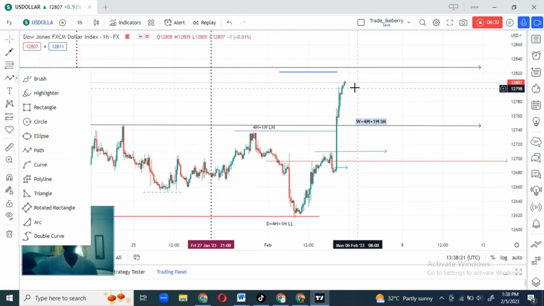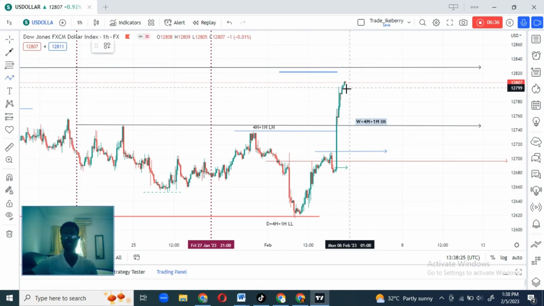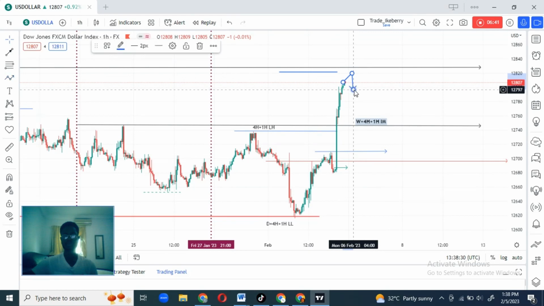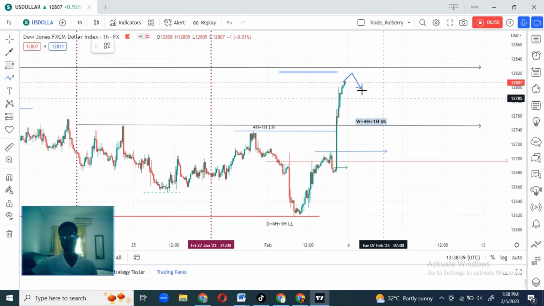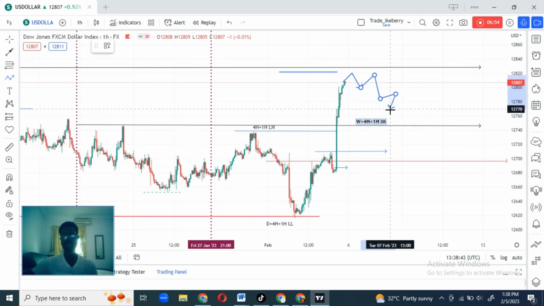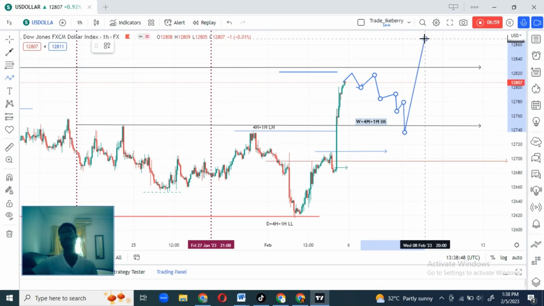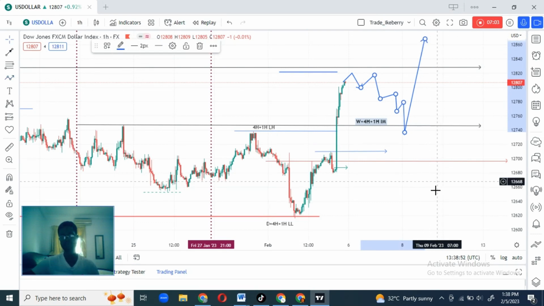So we expect price to come this way and then move this way, build a few corrective moves here, then build a few more corrective moves, take in liquidity and then sweep it and move back to the bullish side, and let's see if price will retrace back.